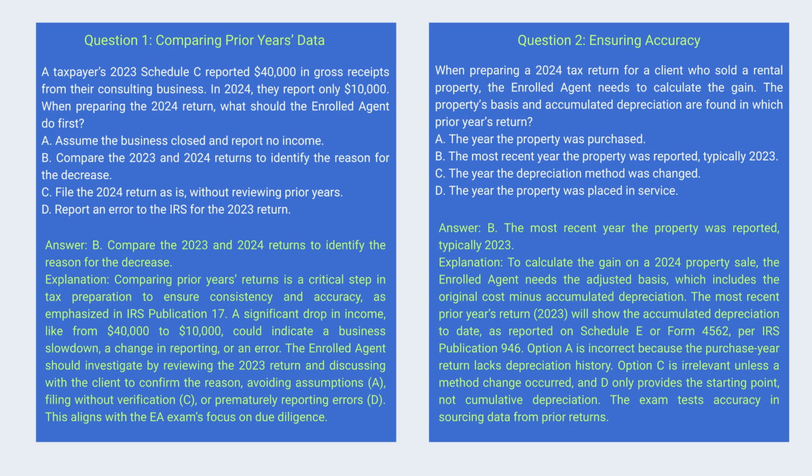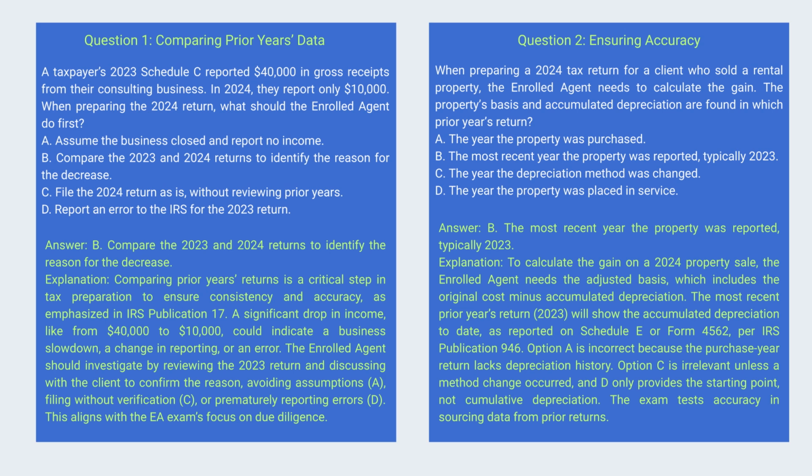Compare the 2023 and 2024 returns to identify the reason for the decrease. Comparing prior year's returns is a critical step in tax preparation to ensure consistency and accuracy, as emphasized in IRS Publication 17. A significant drop in income, like from $40,000 to $10,000, could indicate a business slowdown, a change in reporting, or an error. The enrolled agent should investigate by reviewing the 2023 return and discussing with the client to confirm the reason, avoiding assumptions, A.